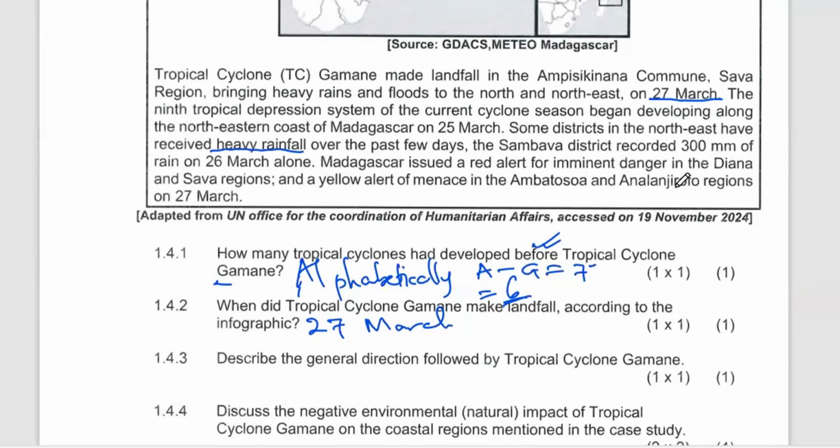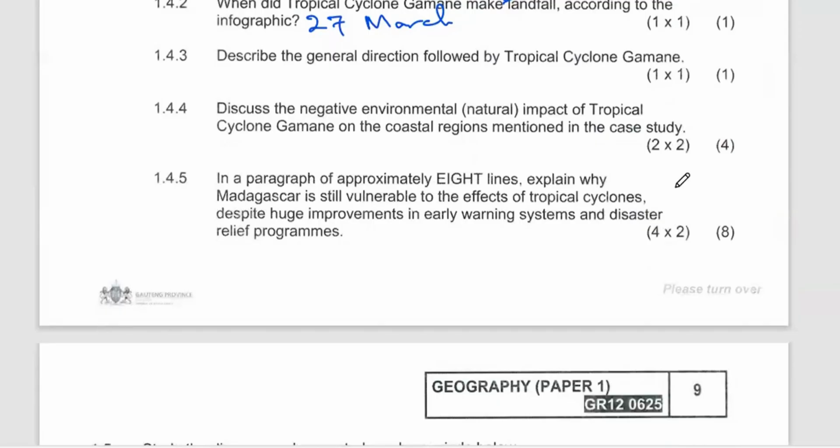So we are looking at the impact of heavy rainfall on the natural environment. How does it impact? Discuss the negative environmental or natural impact of tropical cyclone Khamani on the coastal regions. Right. Because of the heavy rainfall, we can have the risk of flooding of the coastal areas, which is going to affect the natural environment. Or we can talk of increased soil erosion. The heavy rainfall is going to cause an increase in soil erosion that is going to affect the natural environment. Or we can also look at the impact of loss of habitat.